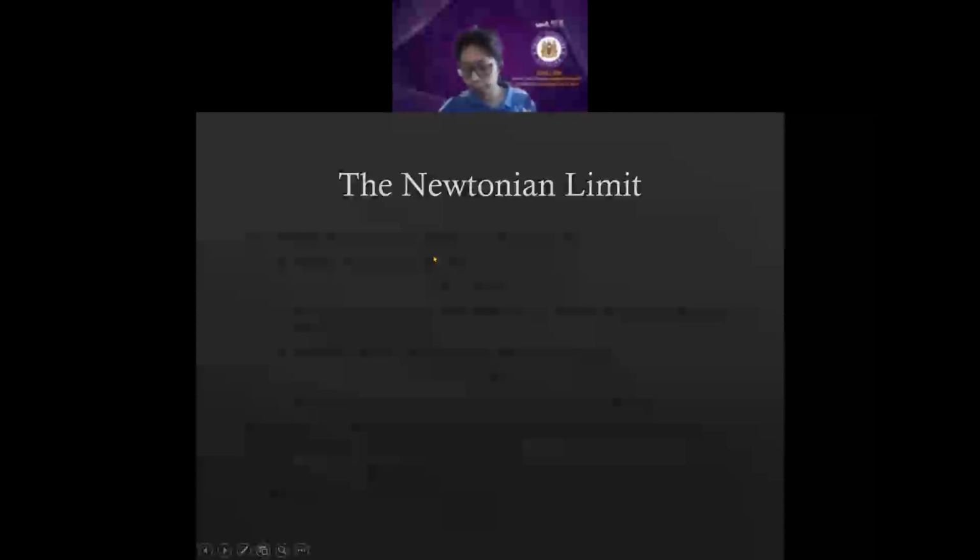Otherwise, the new theory is not going to be a valid theory, because it cannot incorporate what we know is already right in some situations. The Newtonian limit is still valid whenever we have a weak gravitational field. That is, for example, when we're describing things on the Earth, then definitely Newtonian physics works. So we're going to look a little bit at the so-called Newtonian limit.